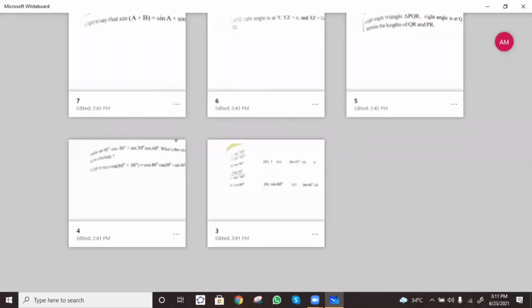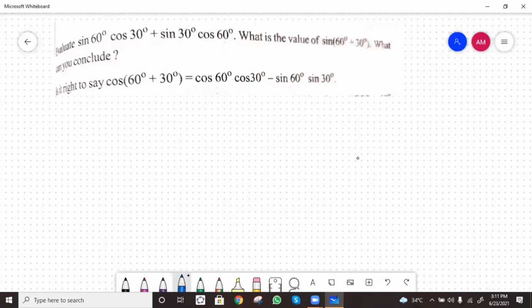Let us move to the next problem. Third one over. Let us move to the fourth problem. Find sin 60 cos 30 plus sin 30 cos 60. What is the value of sin 60 plus 30? What do you conclude? So let us solve this.